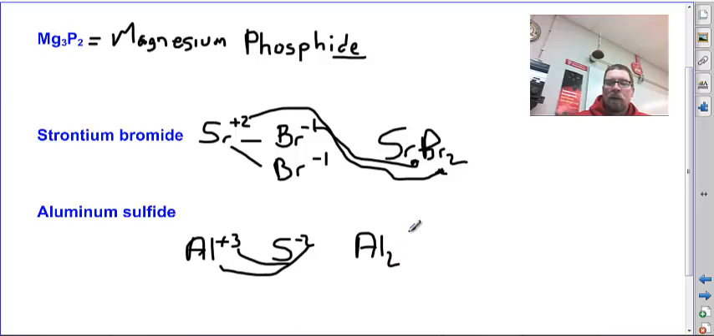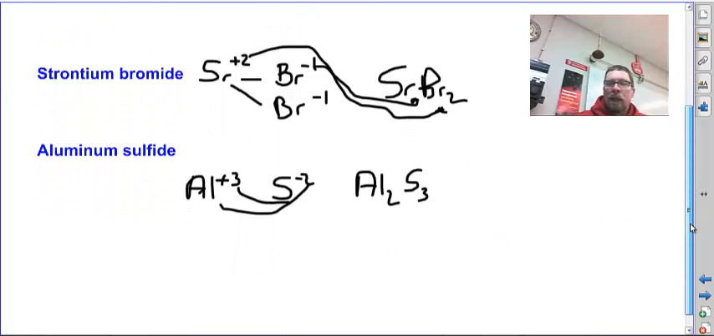So I'm going to need 2 aluminum and 3 sulfur. Why is that? Because the lowest common multiple for these is 6. So if I have 2 aluminums, that's a +6. If I have 3 sulfur, that's a -6, and that cancels out. So the charge flip-flop works wonderfully. The one thing to make sure that you're careful of, though, is those subscripts are always the lowest possible ratio, because that's how they will bond together.